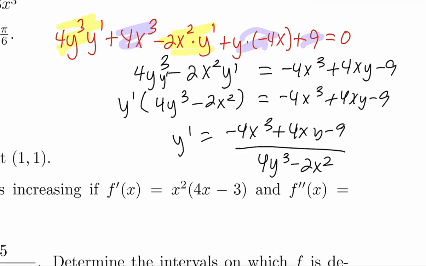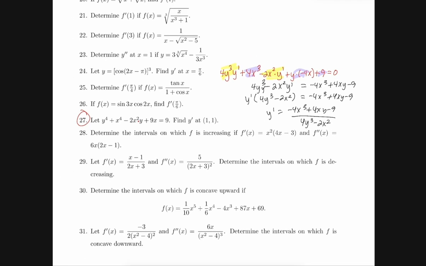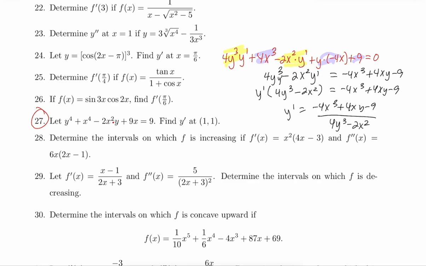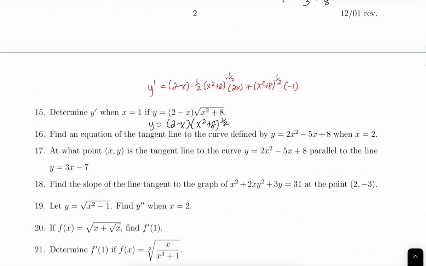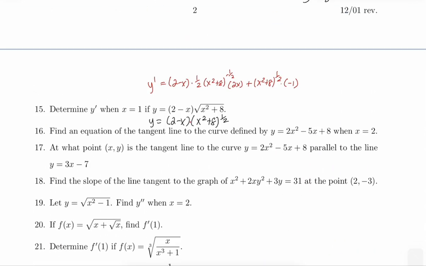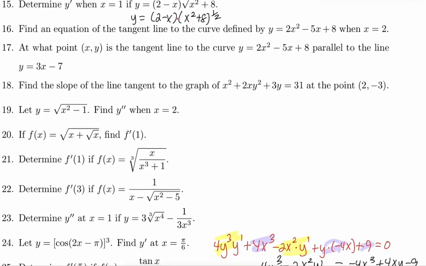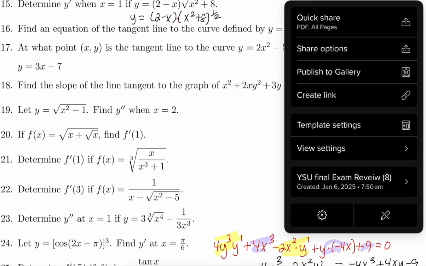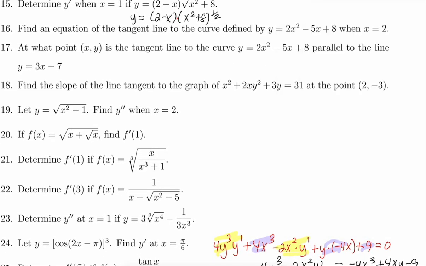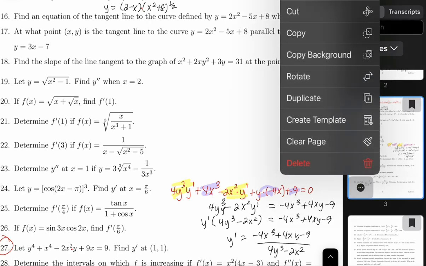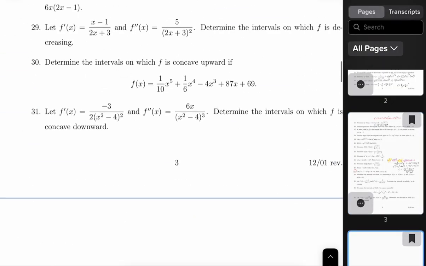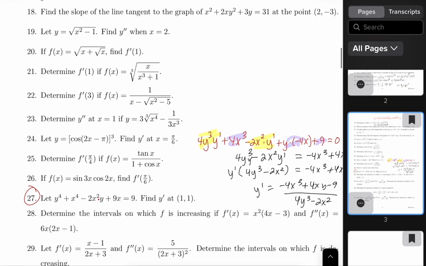Now, there's also one where we have to use implicit differentiation to find the equation of a tangent line. So let me find one like that. Is 18 like that? Oh, perfect, thank you. Okay, so everybody, let's look at 18. I need to add a sheet of paper. So we're going to do 18 at this time.